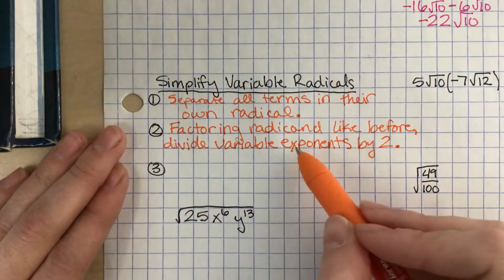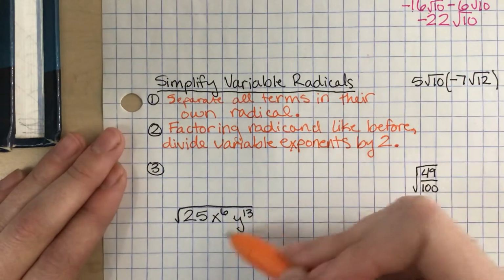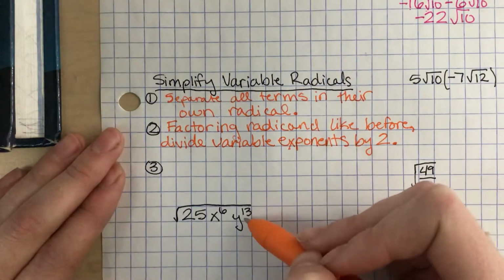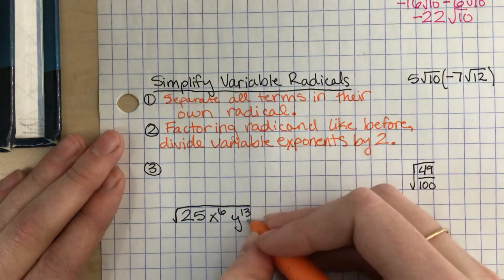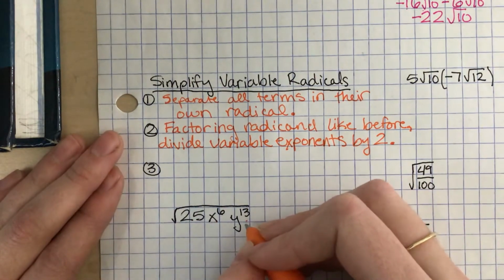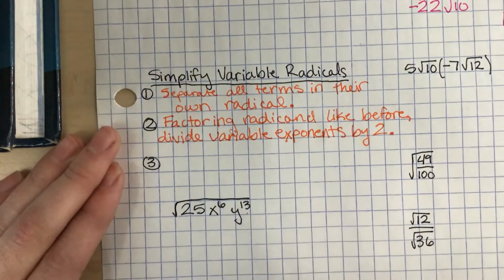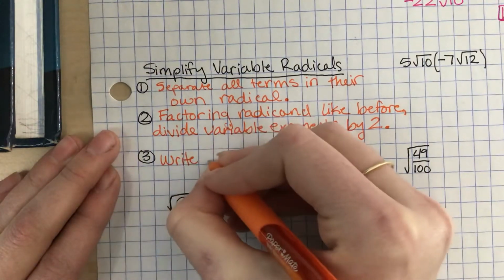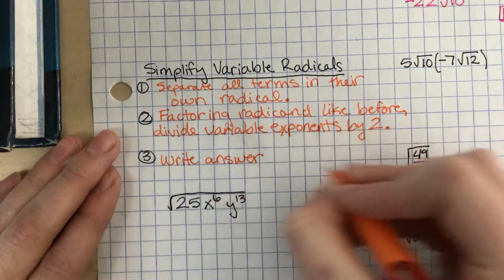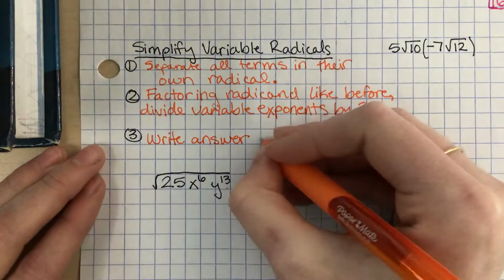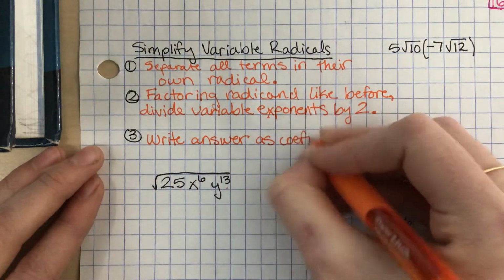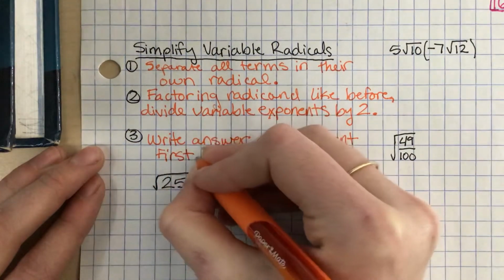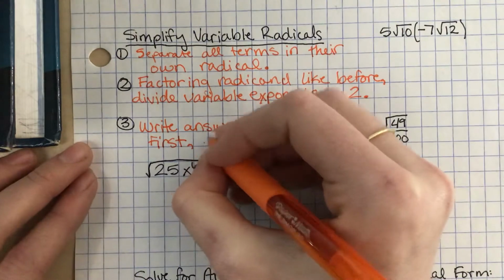But when we talk about separating, we're either going to just separate the variables as like x and y, or we might notice that 13 is not even, so it does not nicely divide by 2. So we're going to have to split that again just after we split up all of the variables. We'll talk about that. Now, the last thing we're going to do is write our final answer as the non-radicals first, as coefficients, and then everything else should be in a radical.